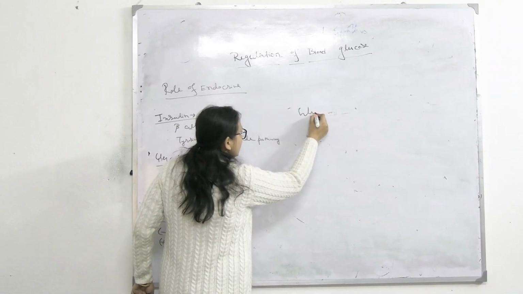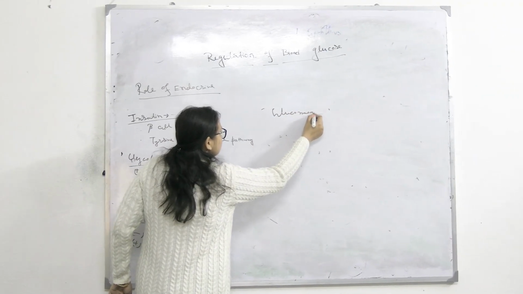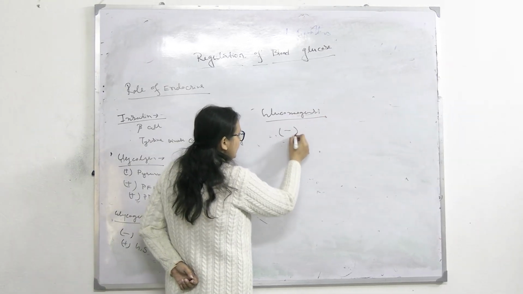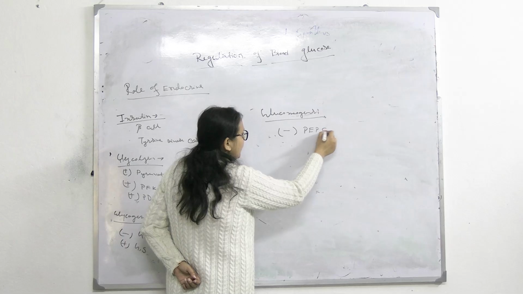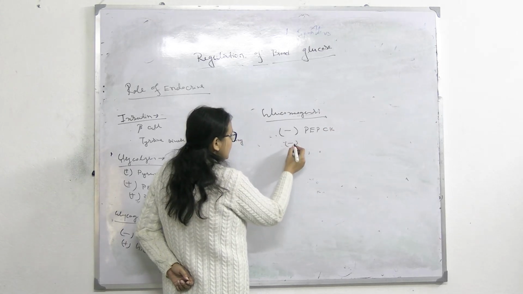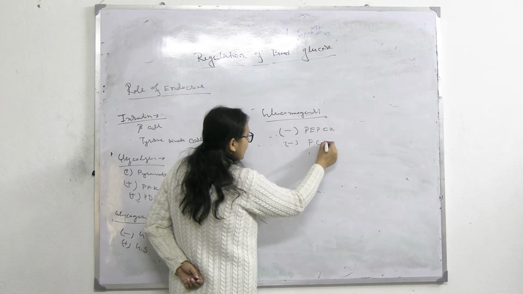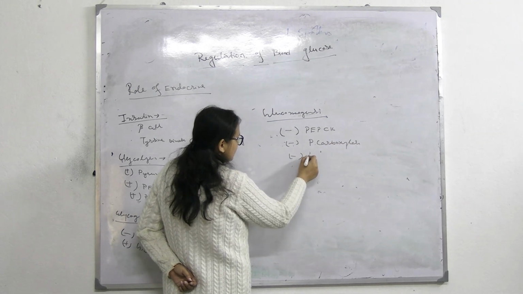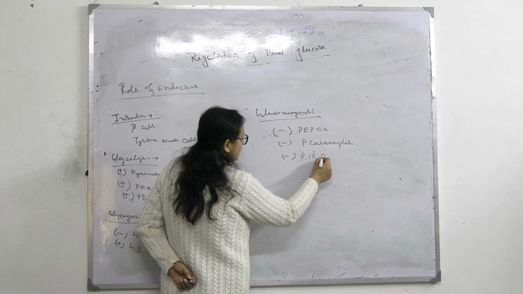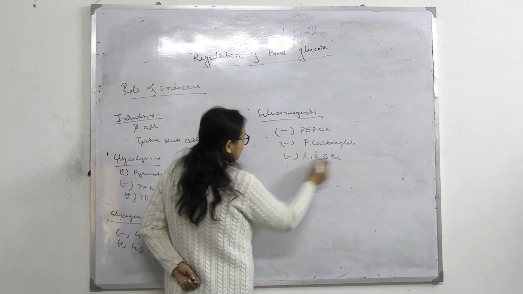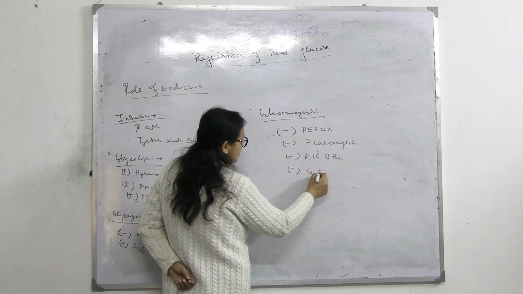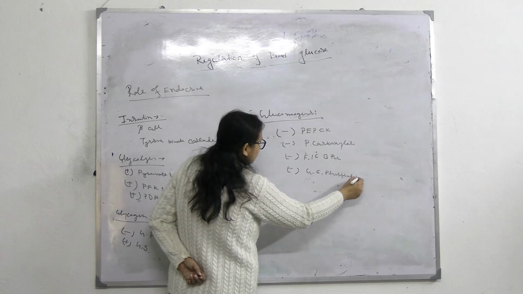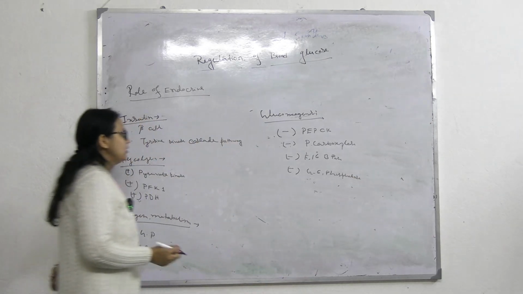Now in case of gluconeogenesis, it inhibits phosphoenolpyruvate carboxykinase. It inhibits pyruvate carboxylase, another carboxylase enzyme. It inhibits fructose 1,6-bisphosphatase. It also inhibits glucose 6-phosphatase. So these are the inhibitions.